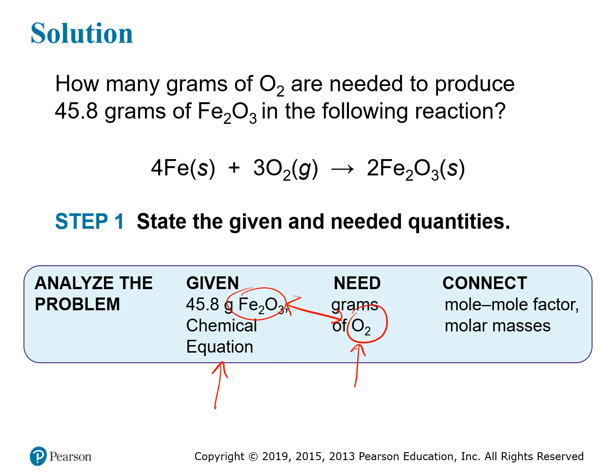We need the mole-to-mole factor. If we're ever relating 2 substances in a chemical reaction, we're always going to need the mole-to-mole factor from the equation. But because we're not given the moles and we're not asked for the moles, we also need molar masses in order to convert between mass and moles.